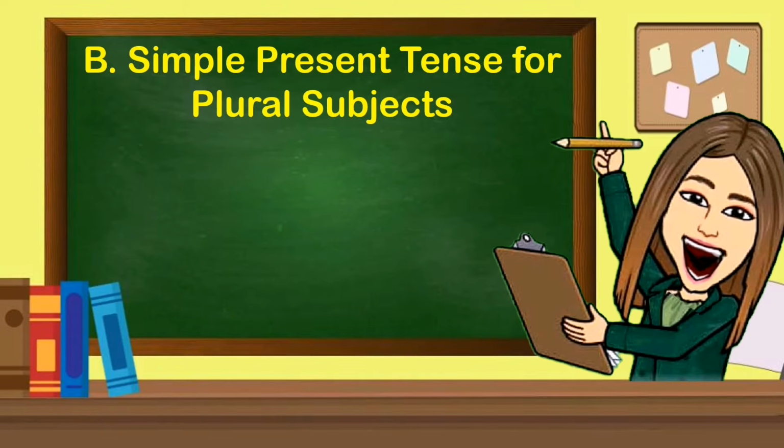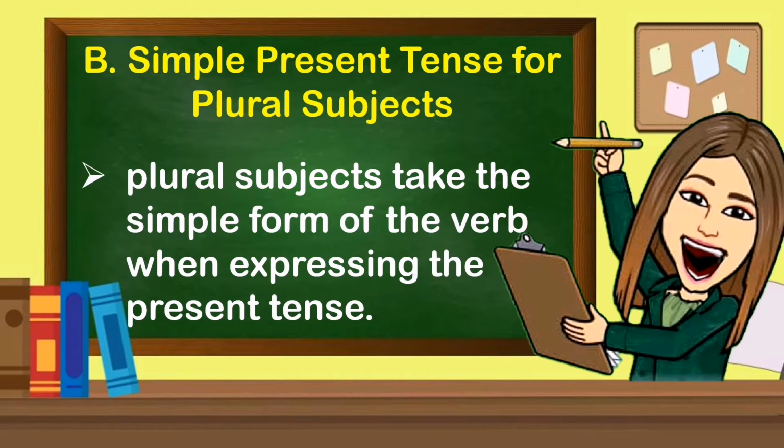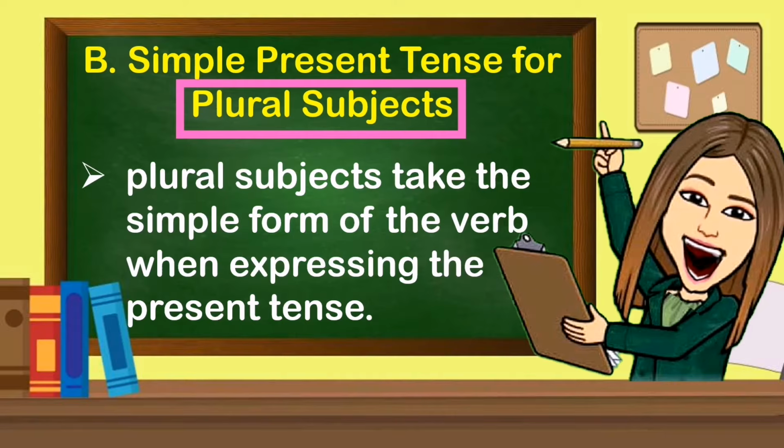So this time, ang subject natin ay more than one o mas marami sa isa ang gumaganap o gumagawa ng action word or ng salitang kilos or verb. Plural subjects take the simple or the base form of the verb when expressing the present tense. So kapag mas marami sa isa ang subject, ang action word or the verb take the simple form of the verb. So, no need mag-add ng s or es sa dulo ng action word or ng verb kapag plural ang subject o mas marami ang gumagawa or gumaganap ng salitang kilos.